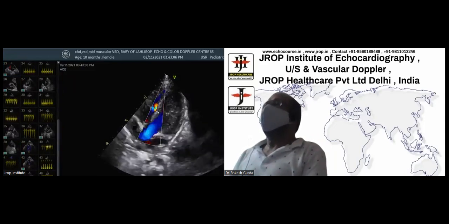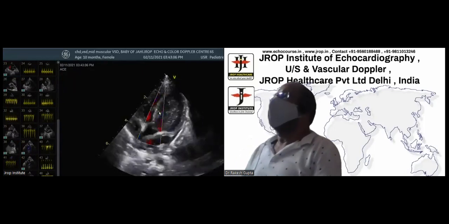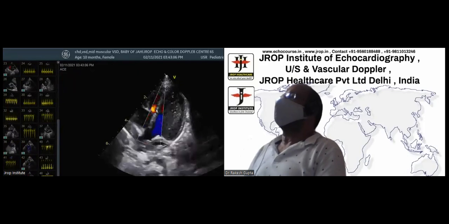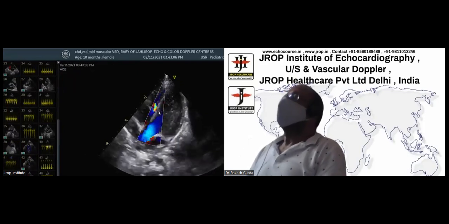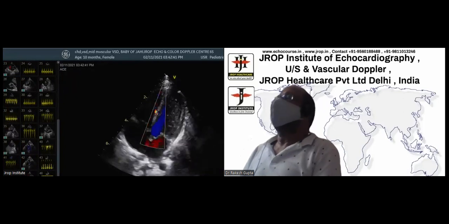Look, I can see a jet, but I can't see its proximal margin. So I can't tell you whether it's an inlet or outlet VSD, but there is a muscular VSD present. And the majority of these VSDs close by themselves.